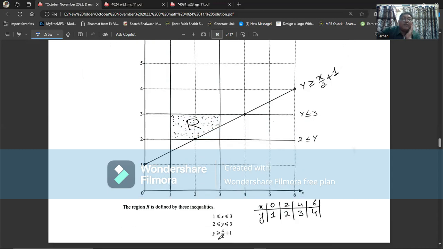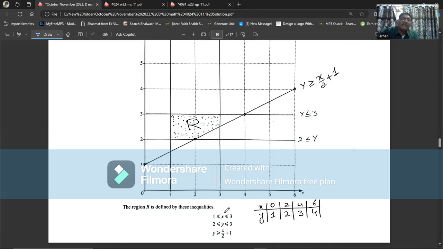Then I will make a table for this equation, y equals x by 2 plus 1. When I put 0 there, I get 1. When I put 2 in the place of x, I get the value of y will be 2. When I put 4 in the place of x here, I get 3. When I put 6 in the place of x here, I get 4. The value of y is 4. So I will plot these points. You can see I've drawn this line.